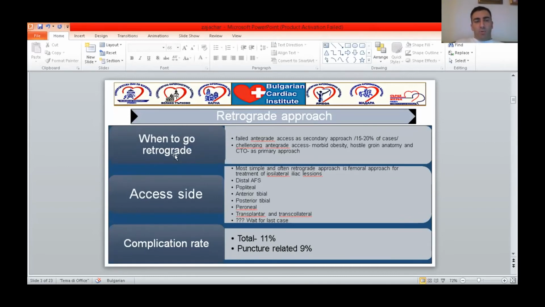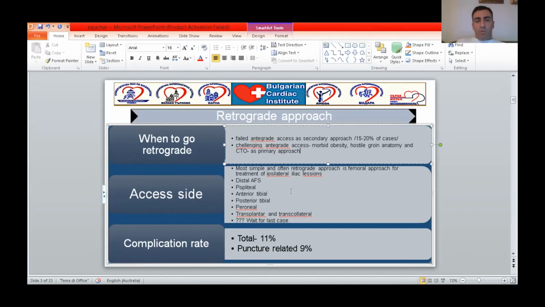About retrograde approach, when to go retrograde? First, when we have failed antegrade access as a secondary approach, this is in 15 to 20% of cases. And we can go retrograde as a primary approach in challenging antegrade cases, such as morbid obesity, difficult groin anatomy, and CTOs. But in most cases, we first try antegrade, and if we cannot succeed, we go retrograde.